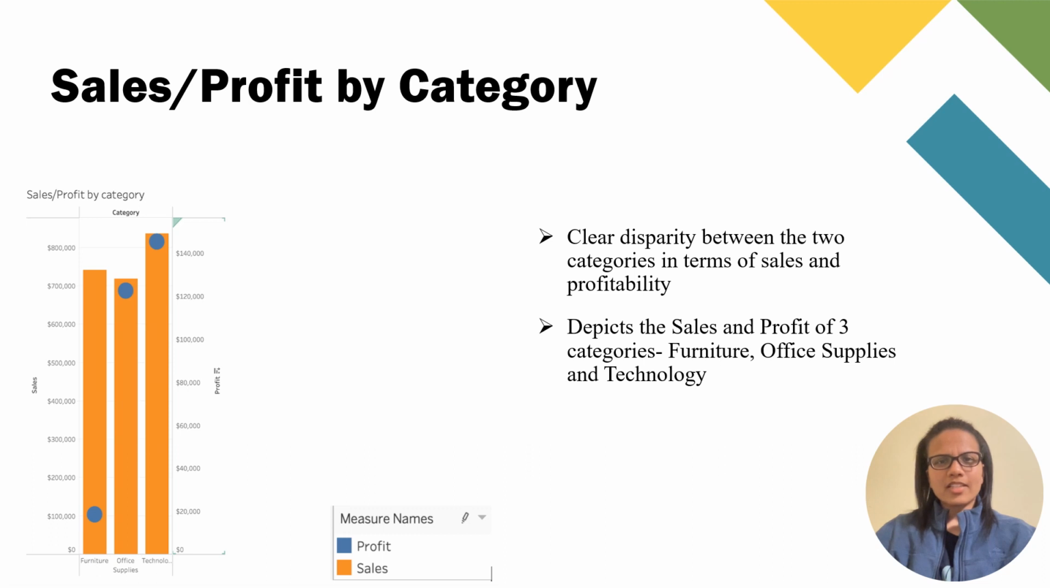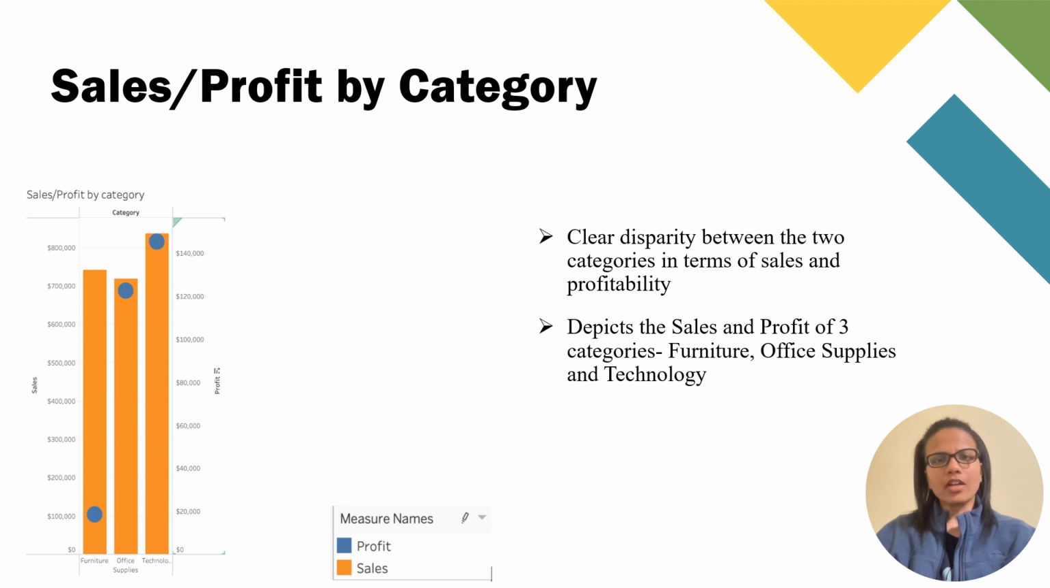Now, let's understand the sales and profit by category. This chart is divided into two sections. The left section shows the sales, while the right section shows the profit. The blue circle indicates the profit, and the orange color indicates the sales. So, this chart suggests that there is a clear disparity between the two categories in terms of sales and profitability.